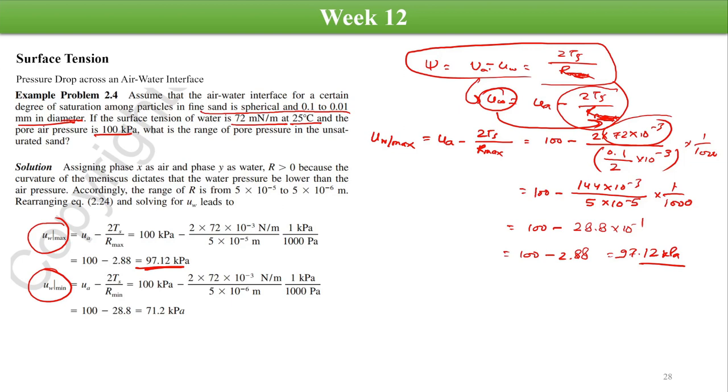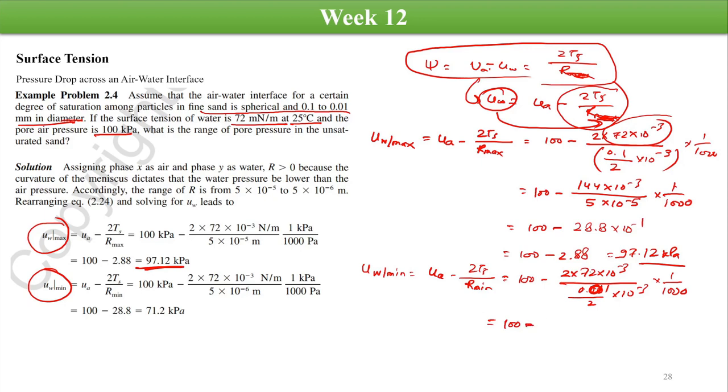To determine the range of the pore pressure, we also need to determine the minimum value. What will it be? UW minimum will be equal to UA minus twice TS upon R min. Everything else will remain the same, just that the value of R will change. What is the value this time? It's going to be 0.001 divided by 2 into 10 to the power minus 3. So it's, I think, 0.0005. Then it will be divided by 1000 to convert to kPa. Let's see what we are getting.